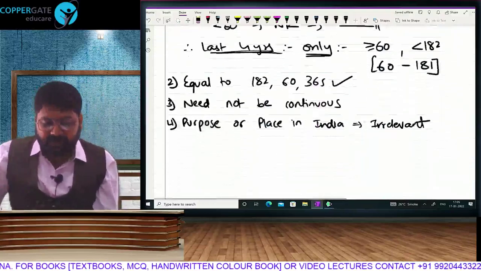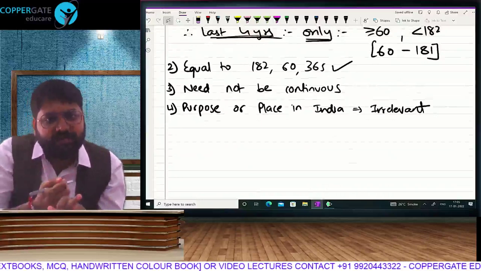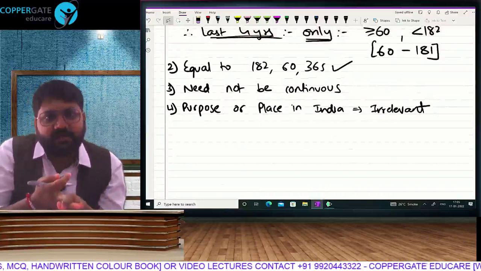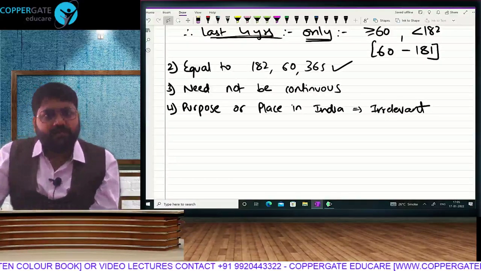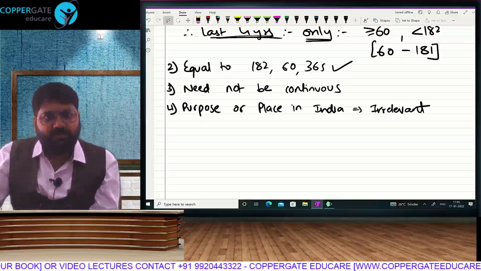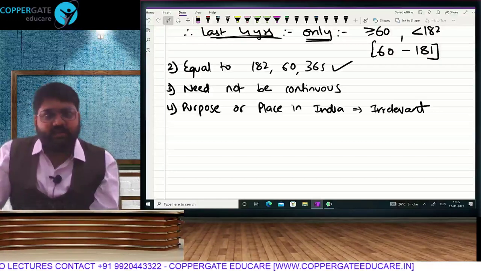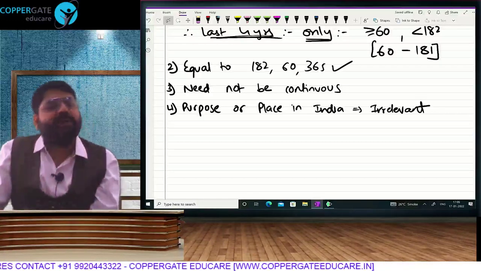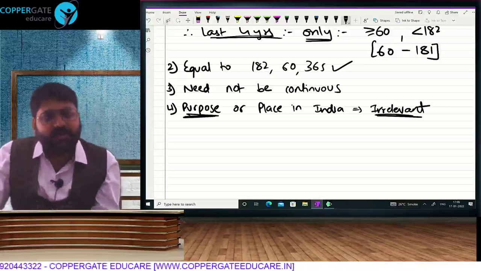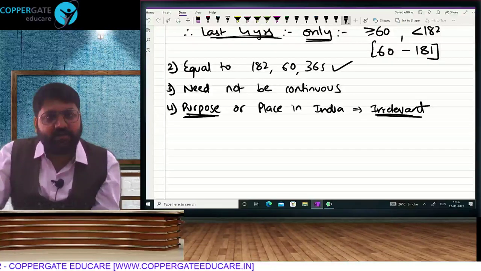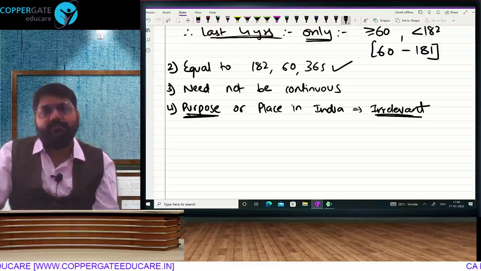Whether the purpose of your visit to India has been for earning, whether it is only to visit your relatives, whether it is only for a pilgrimage, irrelevant. Why you have come to India is irrelevant. If you are in India, those days will be counted for residential status. The purpose is irrelevant. Is that part understood? Purpose of visit in India is irrelevant. If you are physically present in India, it will be counted as your stay in India.